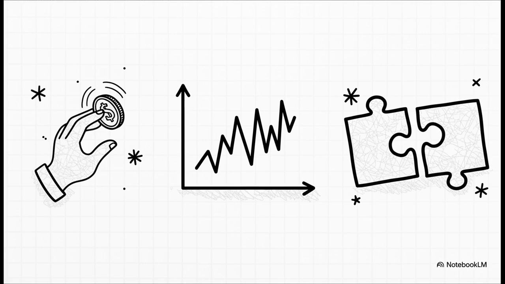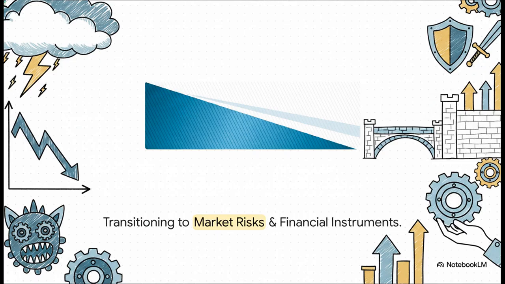But pay special attention to basis risk. This is a fascinating one. Basis risk arises from imperfectly matched markets. Imagine a trader tries to mitigate risk by taking offsetting positions in two related markets. If those markets aren't identical and don't move in exact lockstep, that gap, that imperfection, is basis risk. Let's move on and see how this builds.